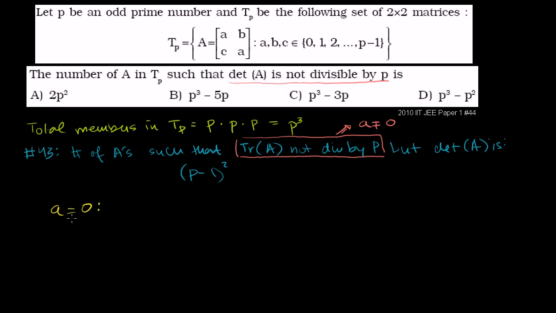So let's think a little bit about what the determinant will look like over here. In this situation, the determinant of our matrix will be a squared minus bc. Now we're assuming that a is equal to 0. If a is equal to 0, it's equal to negative bc. And we need to think about how this is going to be divisible by p.